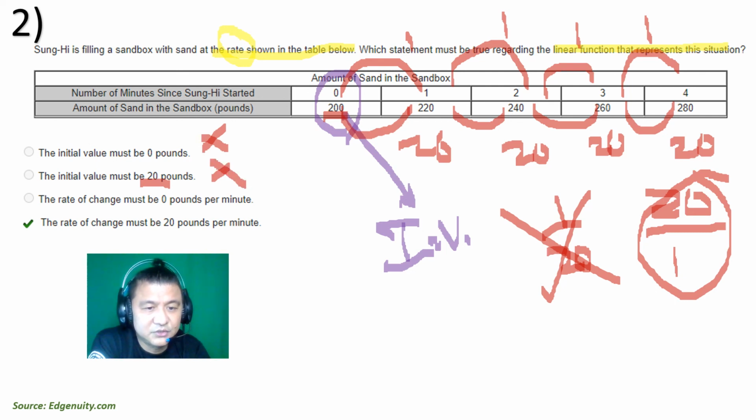Okay, the rate of change must be 0 pounds per minute. How can it be 0? There's no change. But the last one says the rate of change must be 20 pounds per minute. Can you see that? 20, 20, 20. So therefore, this is the correct answer, the last statement. Easy, right?